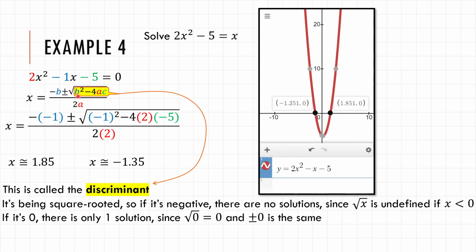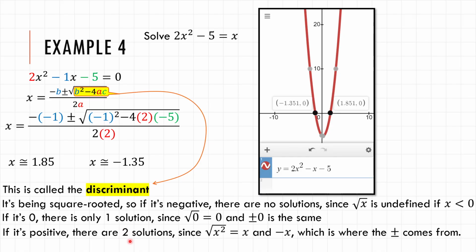But if the discriminant here is a positive number, there's always going to be two solutions, right? Negative x squared gives you x squared, and x squared gives you x squared as well. And that's the reason we have this plus or minus in front. And so this idea is another thing to take away from using the quadratic formula, that all you have to do is check the discriminant. If it's negative, there's no solutions. If it's 0, there's one solution. If it's positive, there's two solutions.